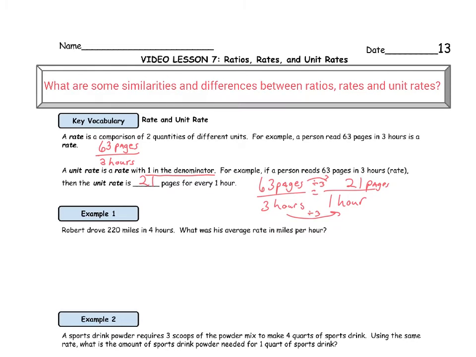That means in order to find the unit rate when we're given a rate, we just divide the numerator by the denominator, and that will give us a denominator of 1. If we were to look at these rates and unit rates as ratios, those two ratios together would be called equivalent ratios. In this case, 63 to 3 is an equivalent ratio of 21 to 1.